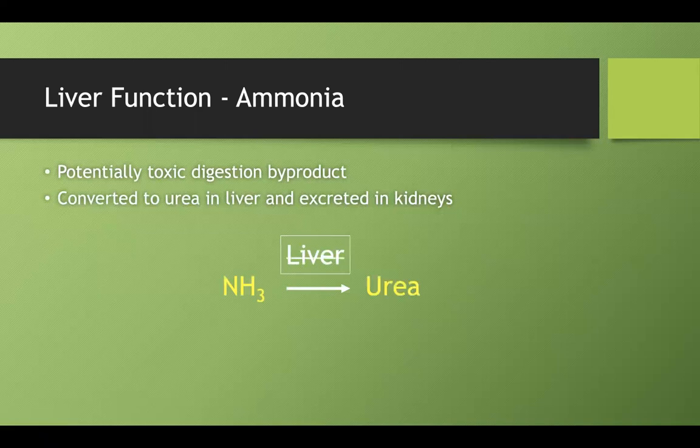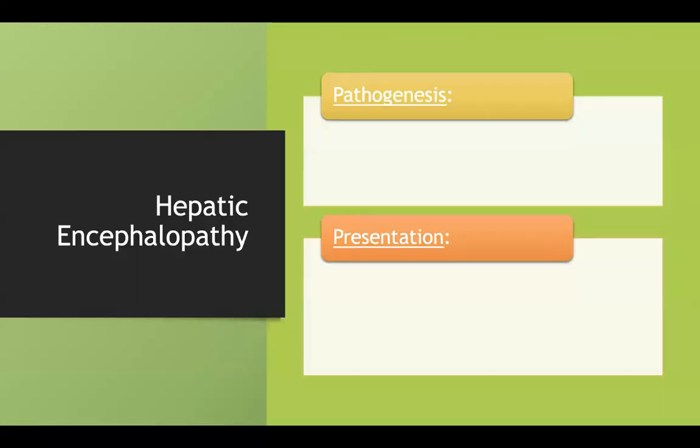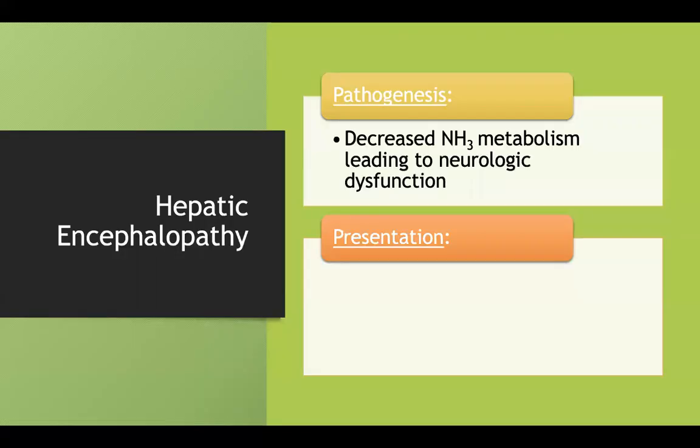What happens, though, if you have a defective liver, let's say you have liver cirrhosis? What's going to happen is that this process won't work as well, and you might get a buildup of ammonia in your blood. And if you have a buildup of ammonia in your blood, it can lead to a condition known as hepatic encephalopathy. So hepatic encephalopathy is caused by decreased ammonia metabolism. And all that ammonia in your bloodstream can lead to neurologic dysfunction. This will present, as the name suggests, with encephalopathy or altered mental status.